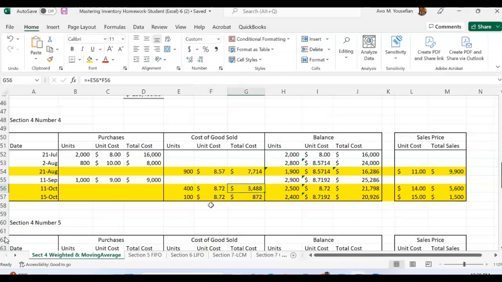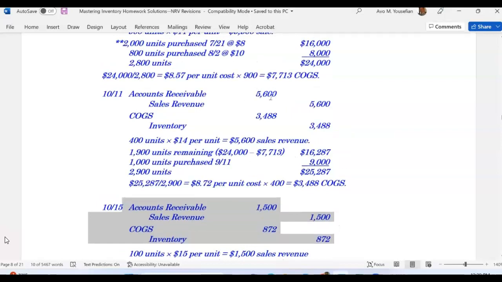So 400 times average cost, which is moving average, gives you $3,488, which is multiplying 400 times 8.72, right? That's the formula. So that will be 3,488 cost of goods sold, which you need to do again the journal entry, which again, I did show you what the journal entry is. So journal entry is 2 journal entries, recognition of the sales price and recognition of the cost of goods sold. And here was the journal entry. Recognition of sales and accounts receivable, and recognition of cost of goods sold, and reduction in inventory balance.